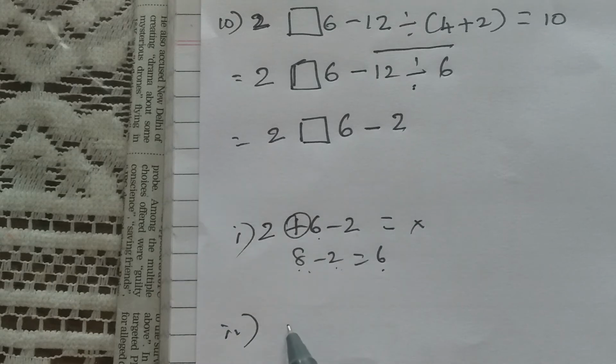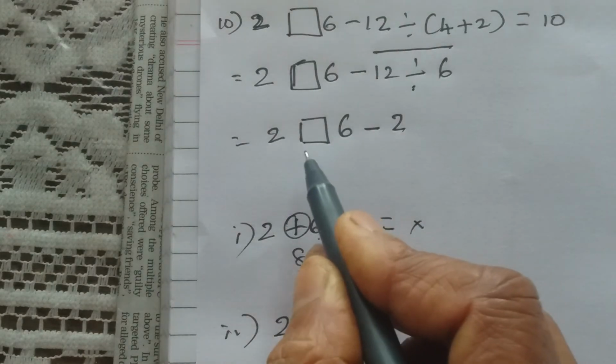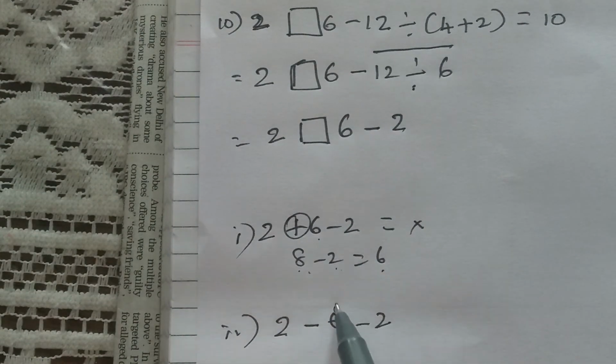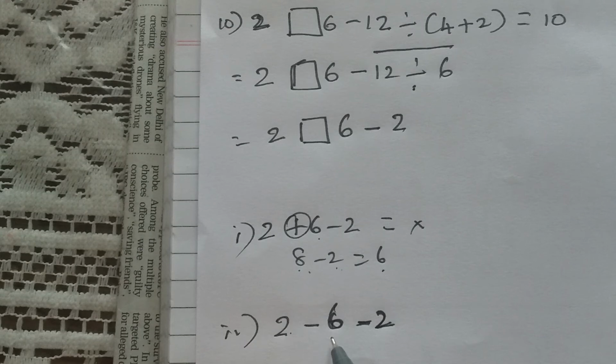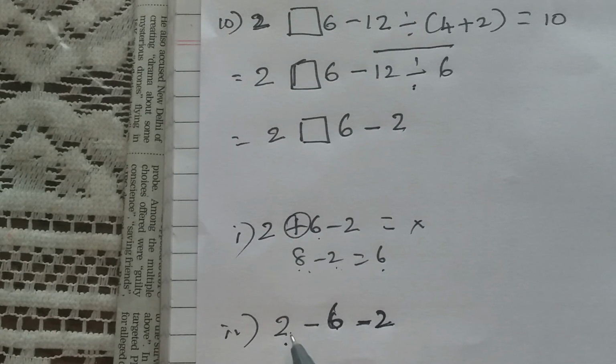Now second, we'll check for minus. What is it? 2 minus 6. Here the last step. 2 minus 6 minus 2. See, we have not yet learnt about integers. From 2, can we subtract 6? We don't know how to subtract 6 from 2. So this is also not possible. So this cannot be the answer.